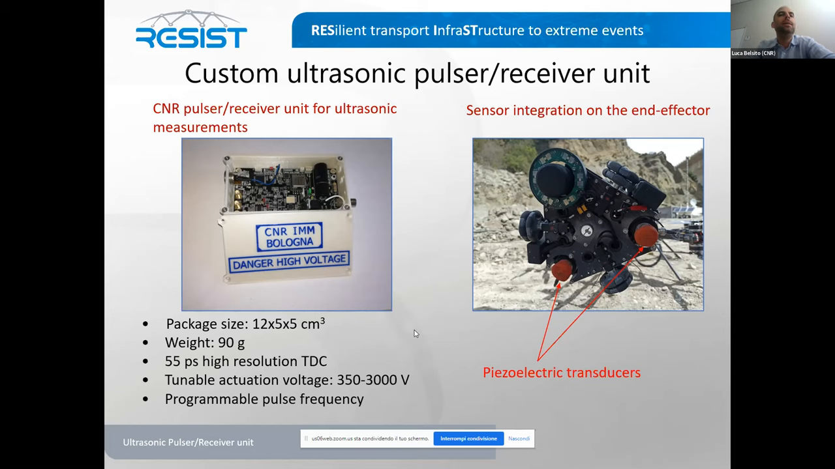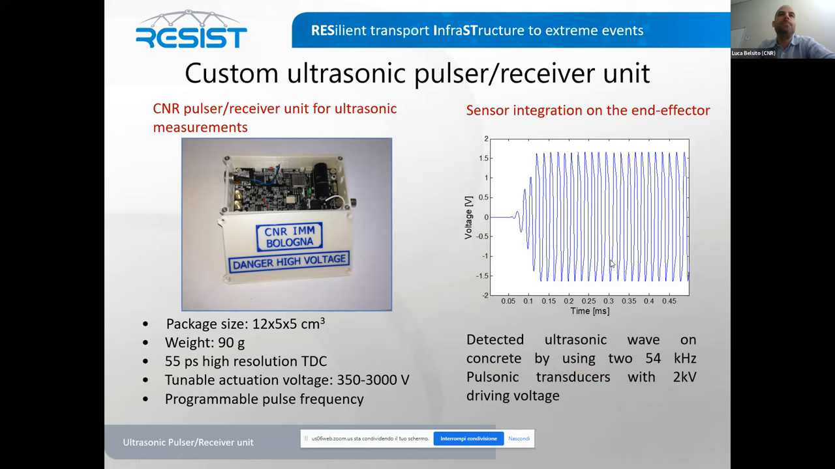The system is small. The package is 12 centimeters by 5 square centimeters. And there is also the possibility to set the actuation frequency. So this pulser receiver unit can be used with several transducers. On the right, we can see in orange two commercial transducers with a resonance frequency of 54 kilohertz that we use for the measurement. Here we can see an example of an acoustic wave detected by using this unit with an actuation voltage of 2 kilovolt.